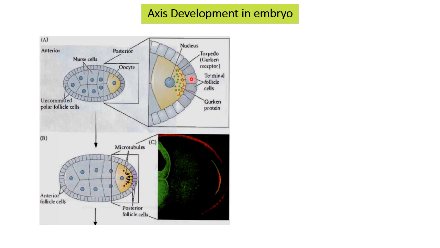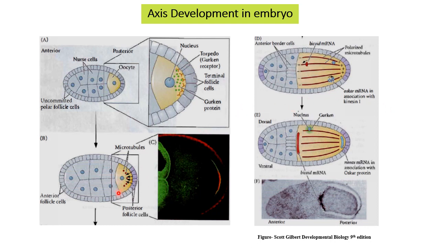After PKA is formed, it helps in arranging microtubules in such a way that the positive end is near the posterior end and the negative end is near the anterior end of the embryo.